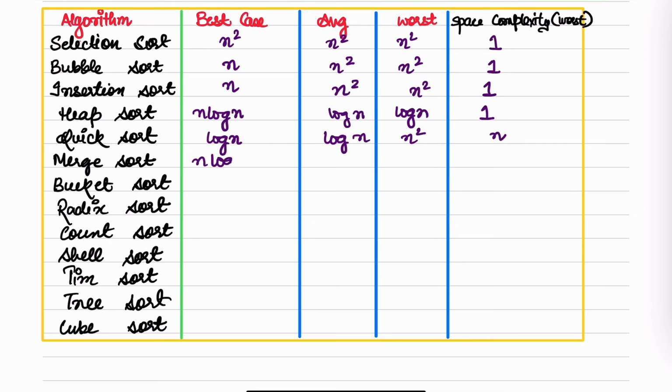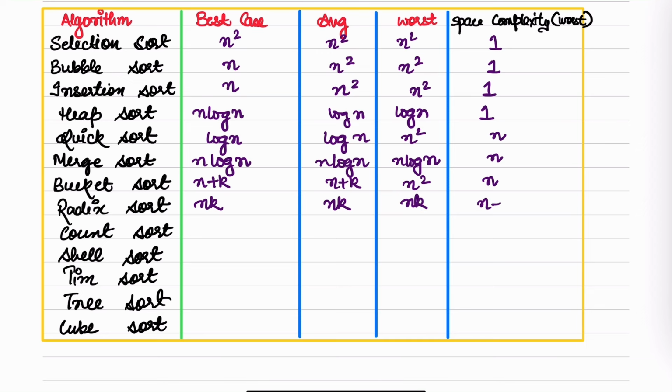Merge sort is n log n in best case, in average case n log n, and even in the worst case it is n log n, and space complexity is n. For bucket sort, it depends upon k, so n plus k, and worst case is n square, and it also takes space complexity of n. For radix sort, it is n times k in all cases, and space complexity comes from the constant factor which we have taken. Count sort is the same as bucket sort, but in worst case it is n plus k itself, and space complexity is just k.